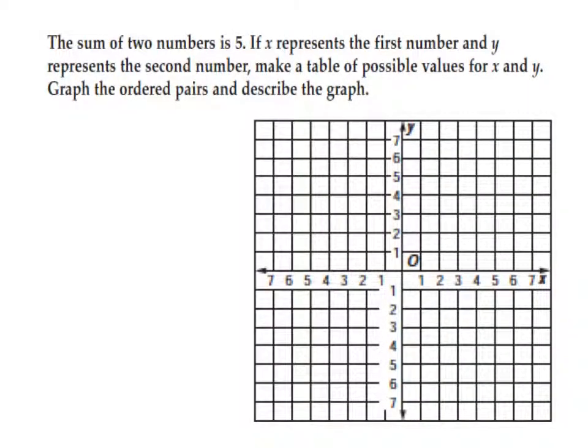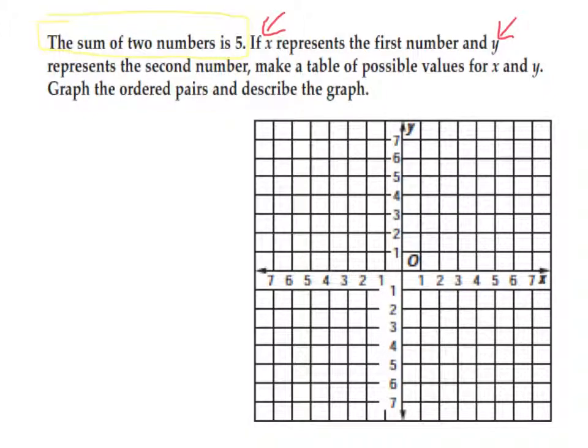In this slide, we're going to work with the second objective, graph algebraic relations. It states, the sum of two numbers is 5. If x represents the first number and y represents the second number, make a table of possible values for x and y, graph the ordered pairs, and describe the graph. There's a lot going on, so we'll break it into pieces.